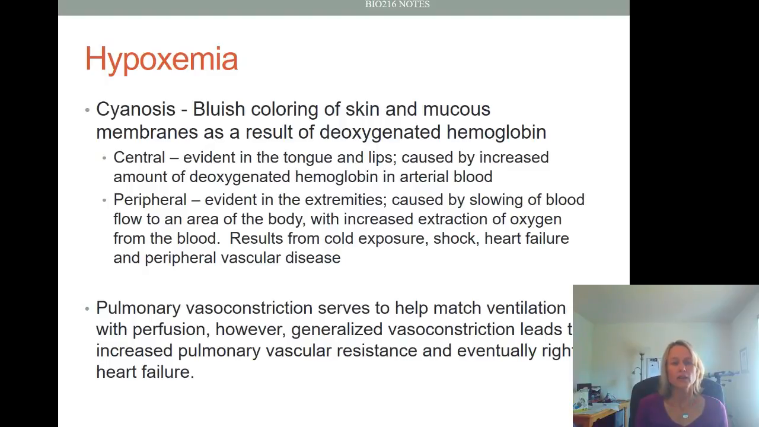Central cyanosis is evident in the tongue and lips, and this is caused just by an increased amount of deoxygenated hemoglobin in the arterial blood, so we're just not fully saturated.